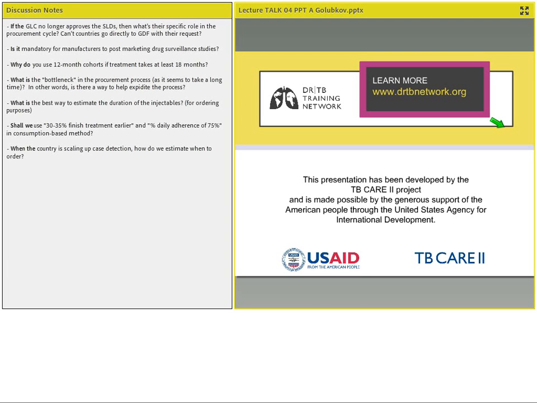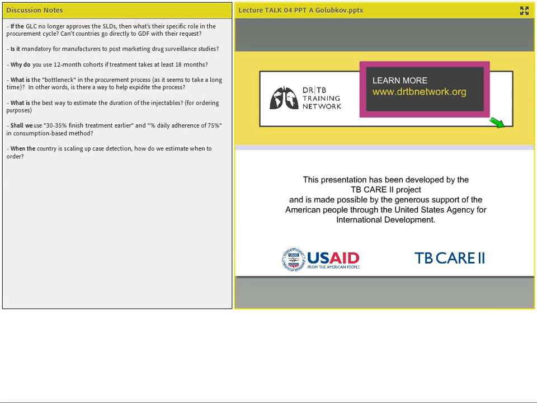Why do we use a 12 months cohort when treatment takes at least 18 months? That's a very good question. So enrollment cohort and treatment duration are two different parameters. It's very important. When we do calculations, because calculations are eventually going to lead to a budget, right? We're going to see how much money we need for each year, and budgets are also done on an annual basis.